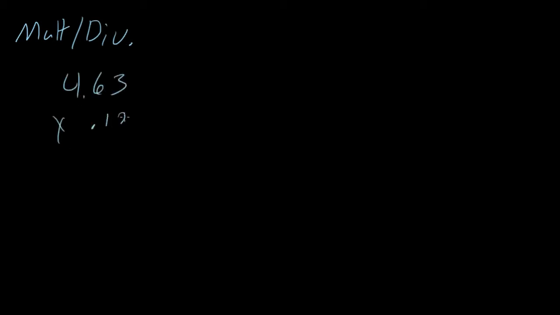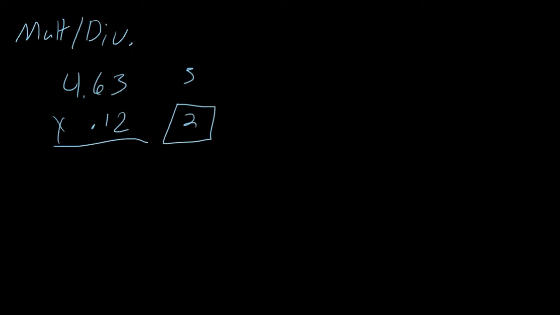For multiplication and division, it works like this. Let's say we had 4.63 times 0.12. Okay, you look at how many significant digits each has. This has 3 and this has 2. So when we multiply this, we're going to put our answer in the lowest number of significant digits.